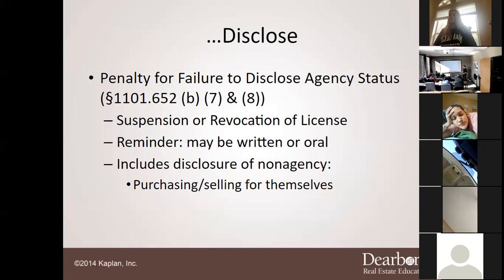So it may be written or oral. The IABS Form will disclose it as well, but it could be written or oral. The only problem is, like I've been saying, you can't prove oral. You can't prove that you said something if you're doing oral, unless you're recording the conversation. So yeah, best to get it in writing.